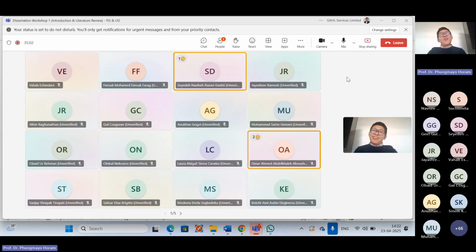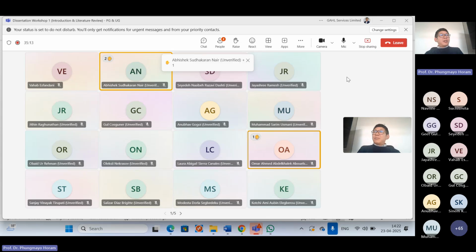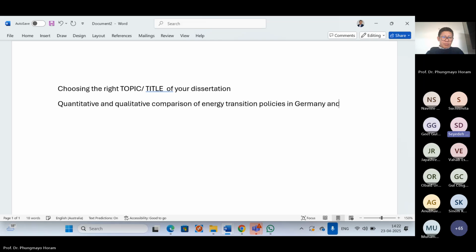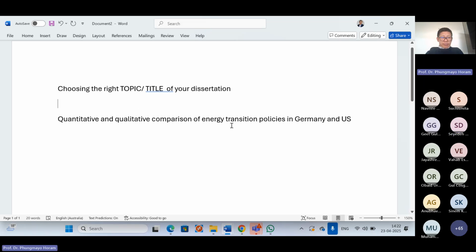Now that's a long title. Just from hearing the title, yeah, it's too long, right? Sometimes with a title, you don't need to mention everything in the title. All right. But anyway, let's try that once more. Quantitative and qualitative comparison of what? Of energy transition policies. In Germany and the United States. Okay, interesting.